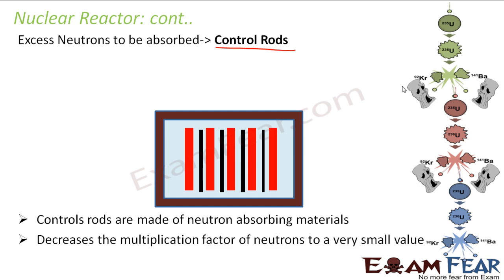Control rods are normally made up of neutron absorbing materials. It decreases the multiplication factor of neutrons to a very small value. So the multiplication factor will reduce. As a result, the nuclear fission reaction will be controlled. A commonly used material is cadmium. As I said, it is a neutron absorbing material. Cadmium has the property of absorbing neutrons. So the control rods are mostly made up of cadmium.